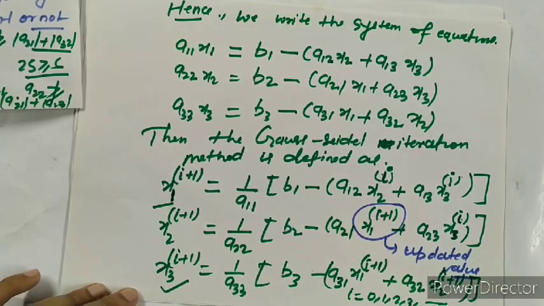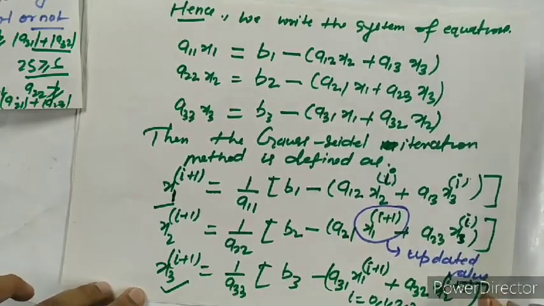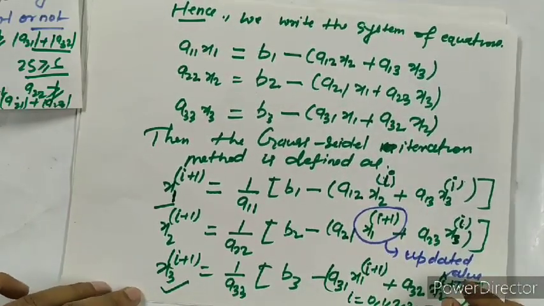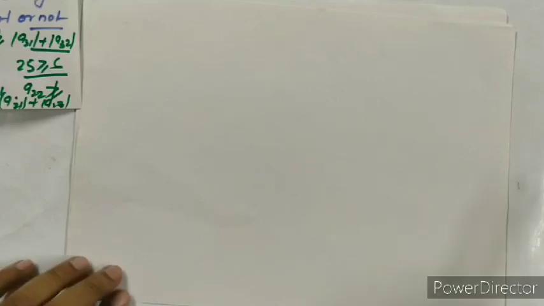Okay, so here we have some remarks for using the Gauss-Seidel iteration method formula. So what are the remarks?